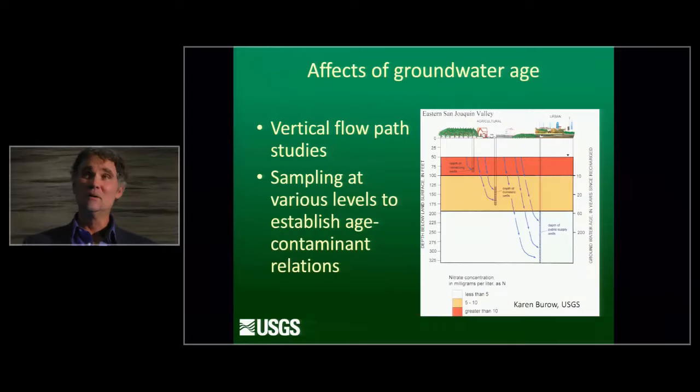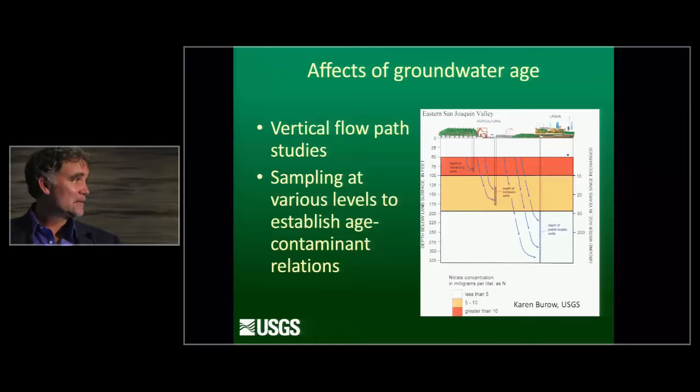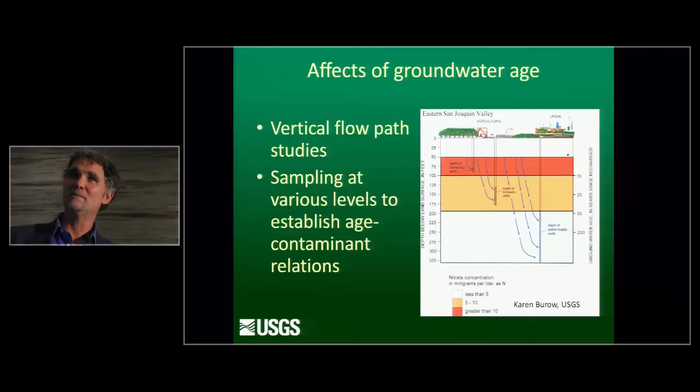On the other end of the scale, what about changes that have happened over 10, 20, 30, 40, 50 years? This is another part of the study. We call them the vertical flow path studies. Karen Burrows is actually leading this. This is where we're basically looking at depth, and we're looking at concentrations and time. From reconstructing the age-concentration relationships, we can essentially look back into the past and understand how we got to where we are now, and how contaminants are moving through time and through age, and what transformations might be happening over that time period.